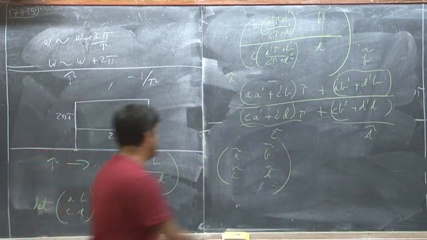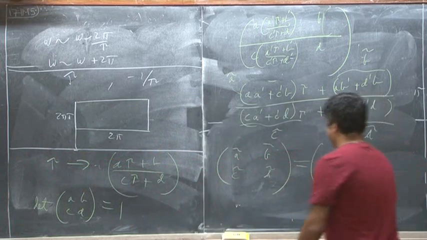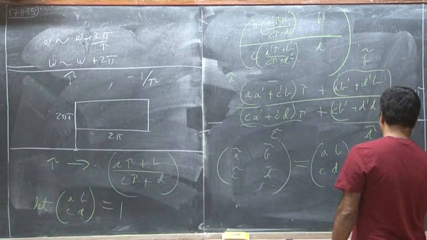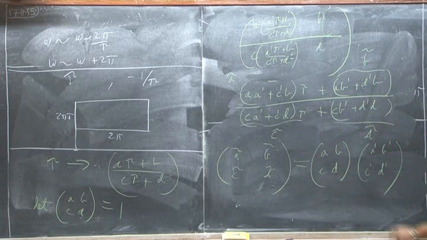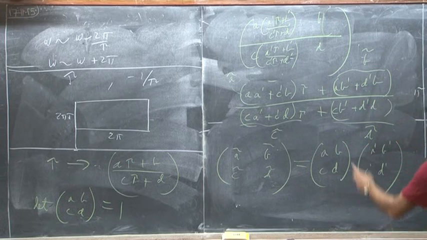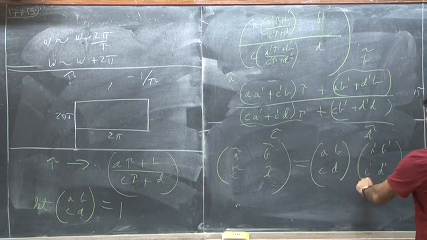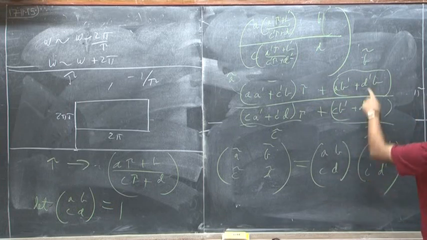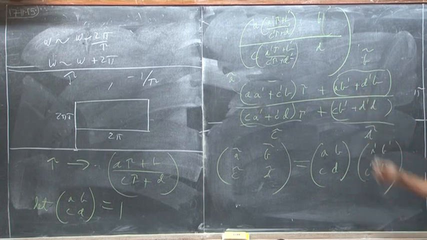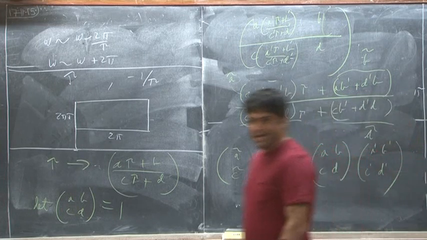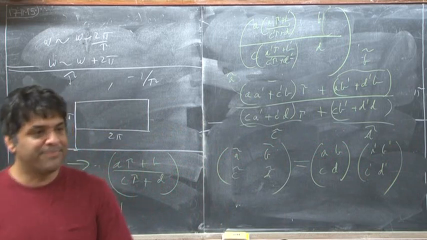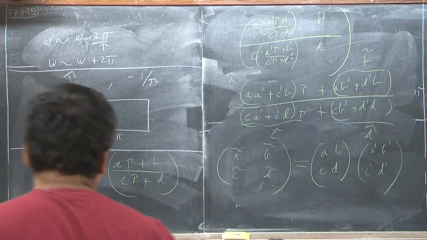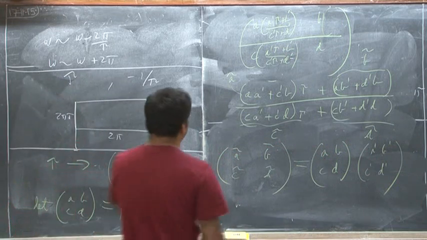Now it's one way or the other. I'm going to write one and just check: either A, B, C, D times A prime, B prime, C prime, D prime, or the other way around. So A prime A plus C prime B, A B prime plus B D prime, and so on. You see that this set of moves is closed, and in particular is generated by the group action of matrix multiplication.